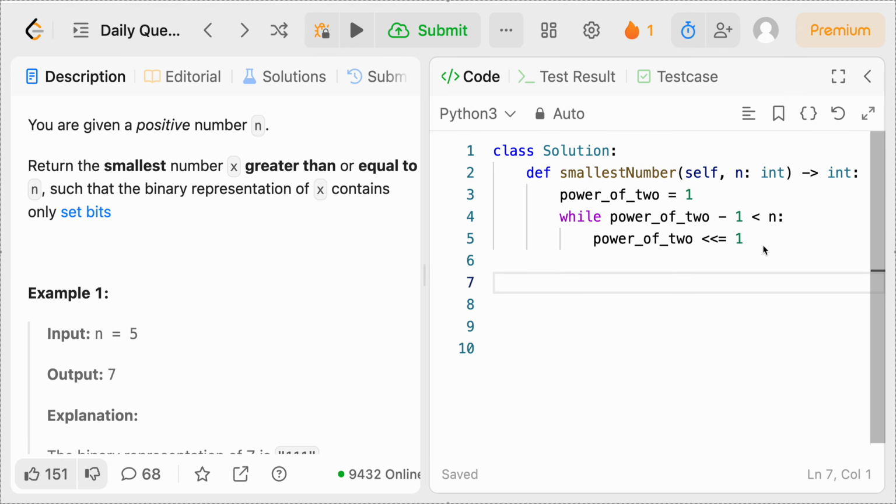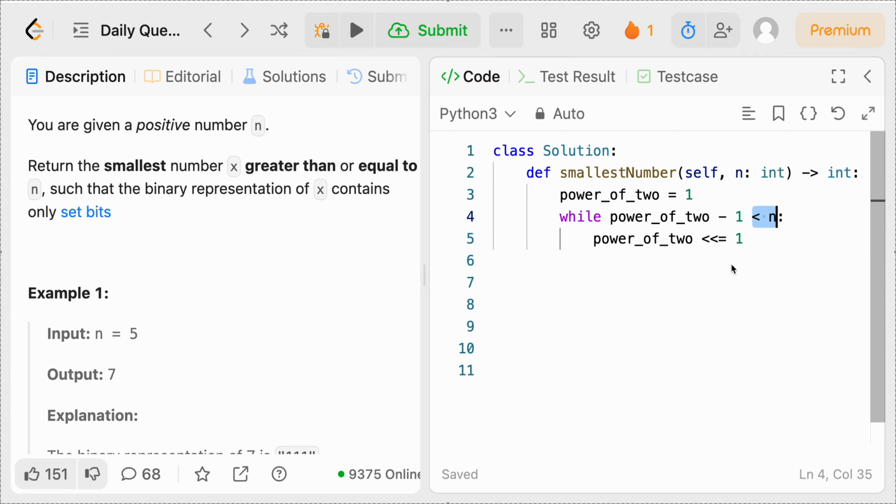And so the power of 2 would go from 1 to 2 to 4 to 8, essentially representing 2 to the 0, 2 to the 1, 2 to the 2, 2 to the 3, and we just subtract 1 each time from that value while it's still less than n, meaning while it's still invalid. And after the loop ends, power of 2 would be equal to 2 to the k, where 2 to the k minus 1 would be greater than or equal to n. And so once this loop ends, we basically have that valid answer.